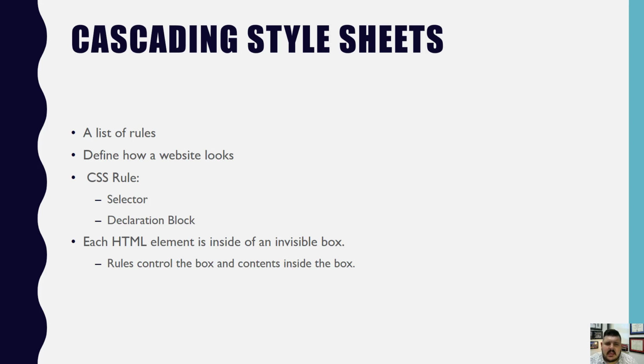And one thing we're going to go over is this idea that each HTML element is inside of an invisible box, essentially. And the CSS is the rules about how do we control the box and how do we control the contents that are inside of this invisible box. So let's start at the top. Let's get into what a rule is and what it looks like.